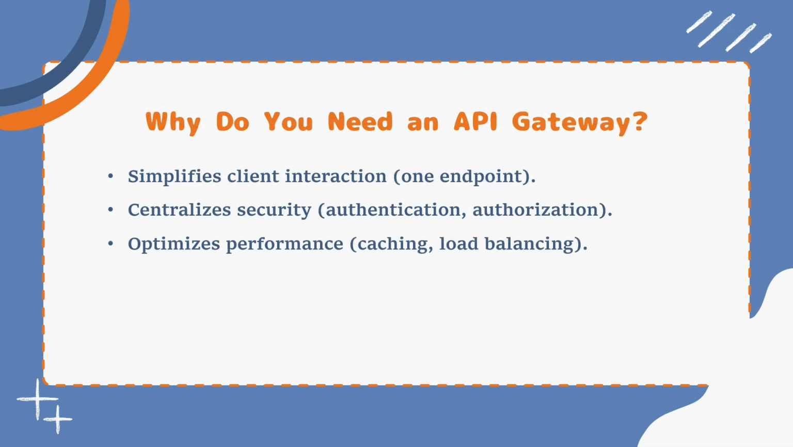Why do we need an API gateway? An API gateway simplifies the client interaction, which means whatever client you have, like mobile, website, desktop, etc., the request will go to one endpoint only. That is an API gateway. It centralizes security by providing the authentication and authorization logic in the API gateway itself, so that only valid and secure requests go to the server. After that, it optimizes the performance using features like caching and load balancing. So you can just add caching and load balancing in an API gateway to avoid load and improve the performance of an application.